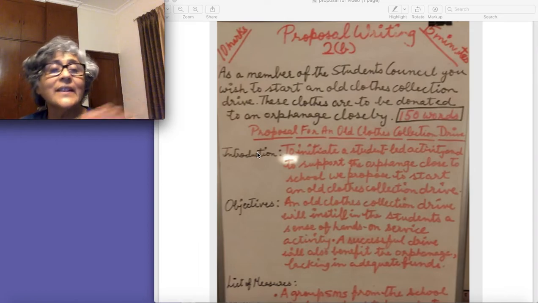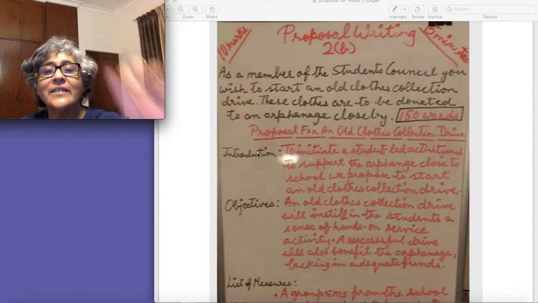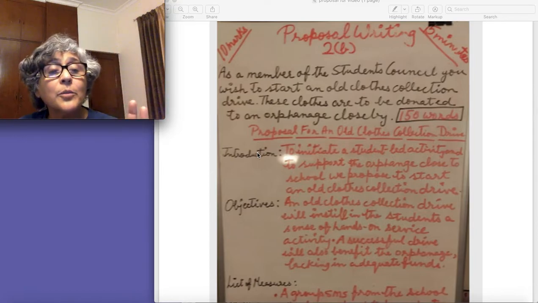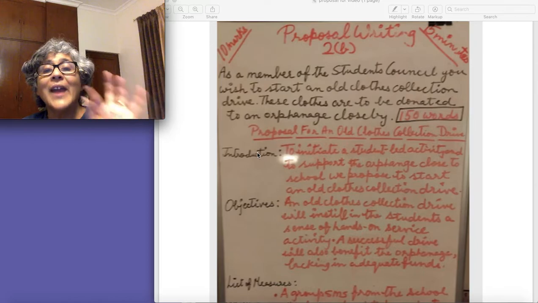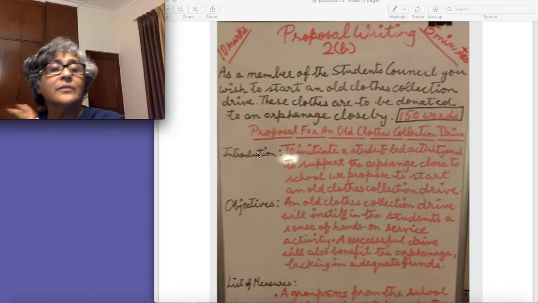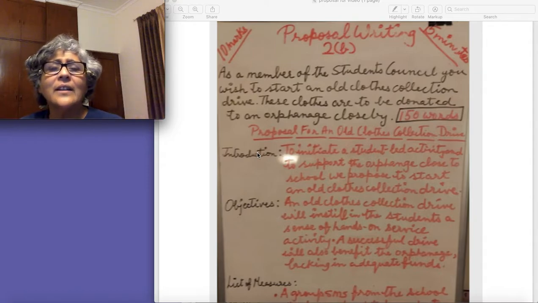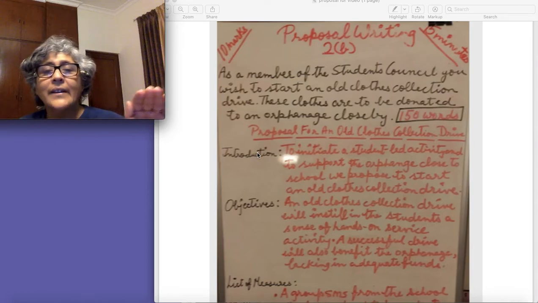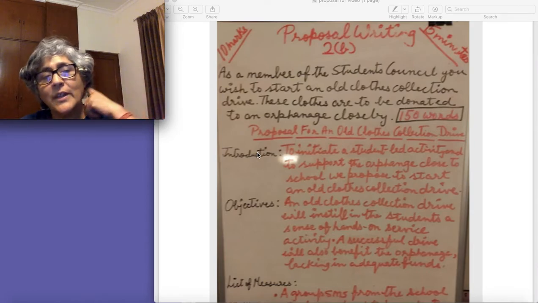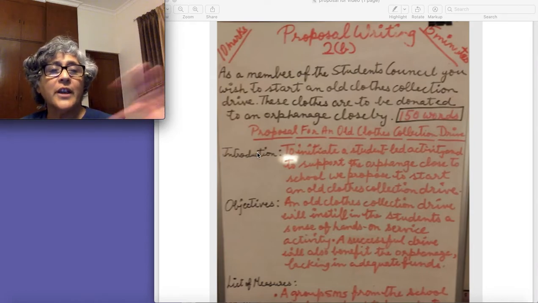Now, the first thing that you do for any kind of written work is to write a title. And your title has to be taken directly from the question. So what is the proposal about? Proposal for an old clothes collection drive. That's it, period. Nothing more. Be very careful of the format, capital letters of each word. The first word is in caps, the rest all in running. So, proposal for an old clothes collection drive. Right? Underline it.